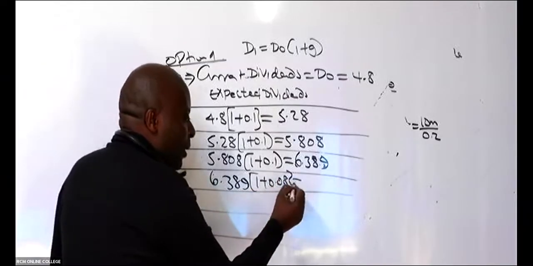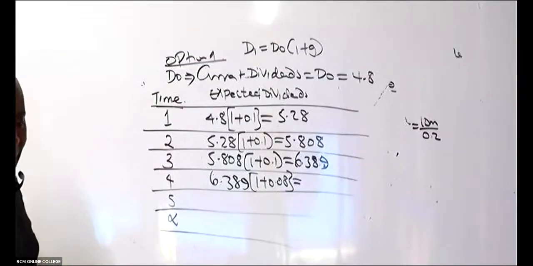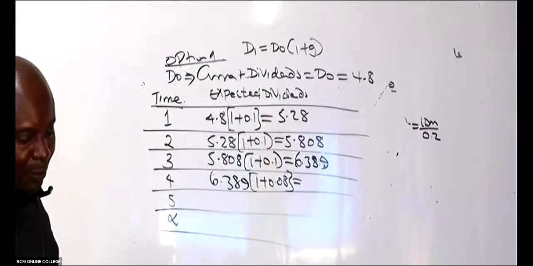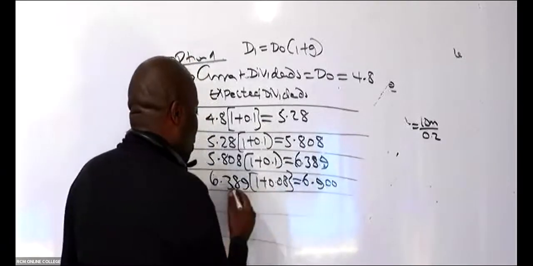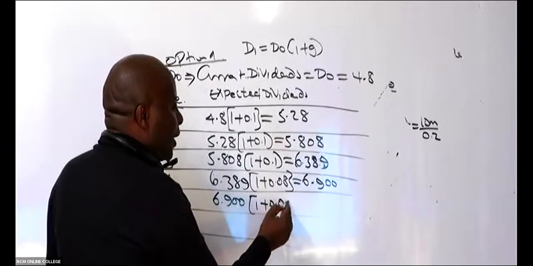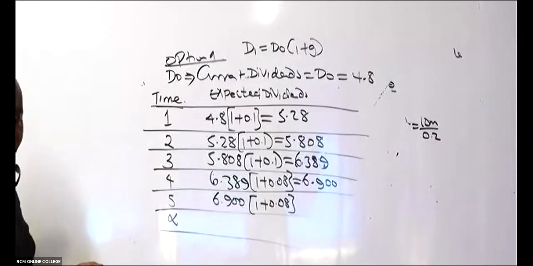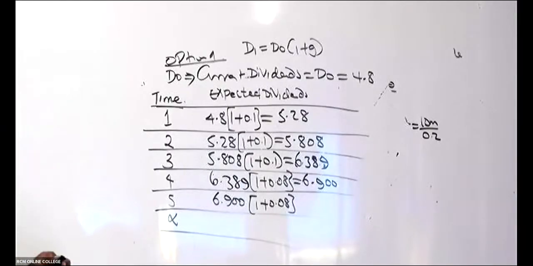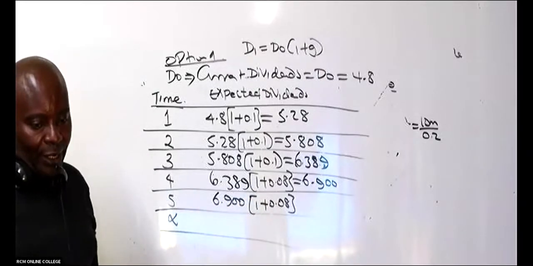Can you then be kind enough to give me this answer? 6.900. Thank you so much. So this 6.900 is what I bring here. Still, the 8% is applicable, because 8% is for these 2 years.